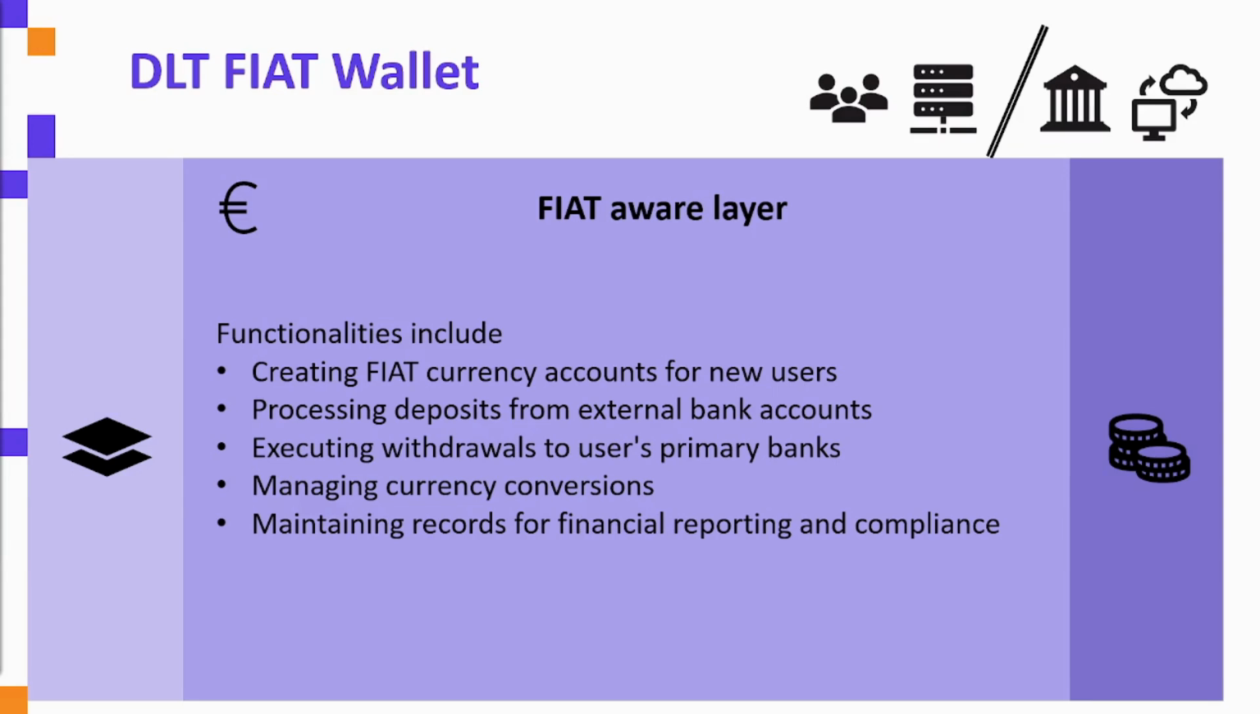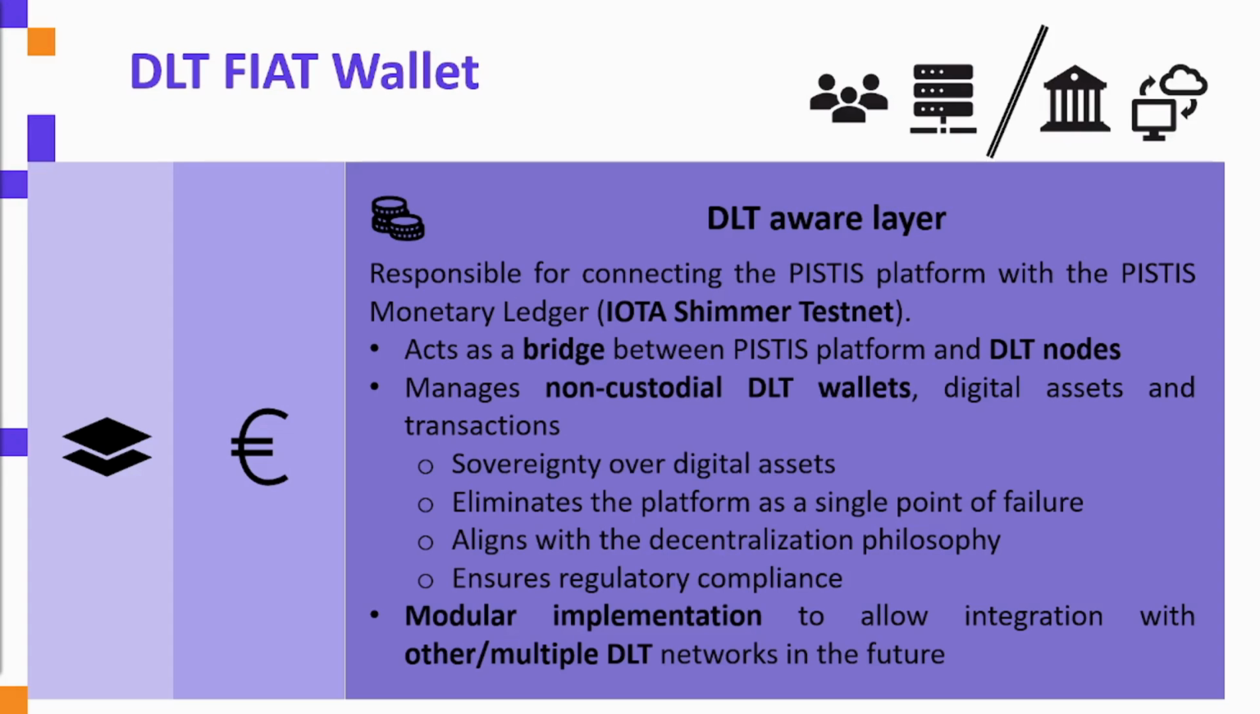Within the PISTIS concept, the main functionalities of the fiat-aware layer include the following: creation of fiat currency accounts for new users, processing deposits from external bank accounts, executing withdrawals to users' primary banks, managing currency conversions, and finally, maintaining records for financial reporting and compliance. The DLT-aware layer is responsible for connecting the PISTIS platform with the PISTIS monetary ledger, acting as a bridge between the PISTIS platform and DLT nodes.